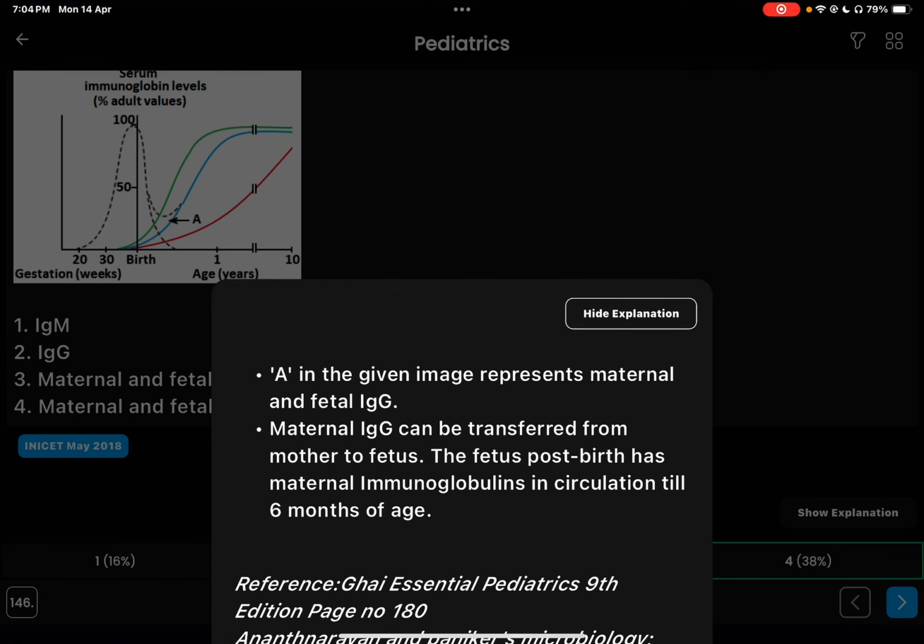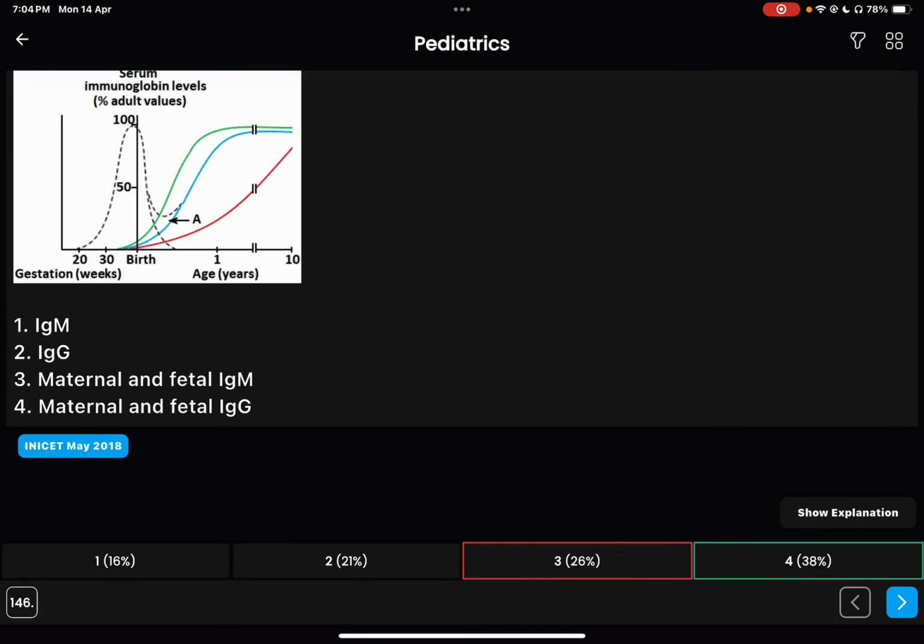Maternal IgG can be transferred from mother to fetus, that we know. The fetus post-birth has maternal immunoglobulins in circulation until 6 months of age. So now we know that until 6 months, that is marked here, between birth to 1 year until 6 months, is your maternal IgG.